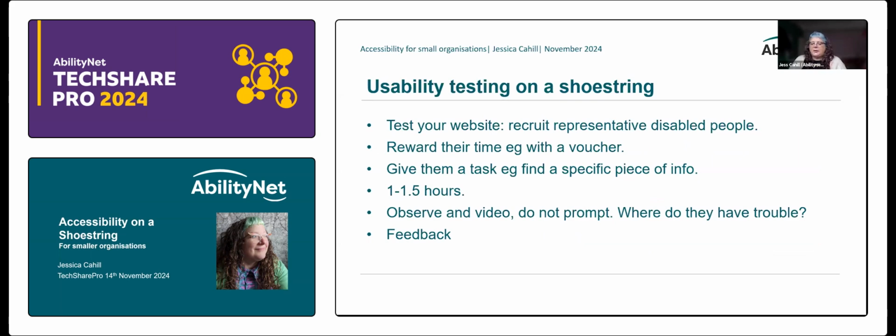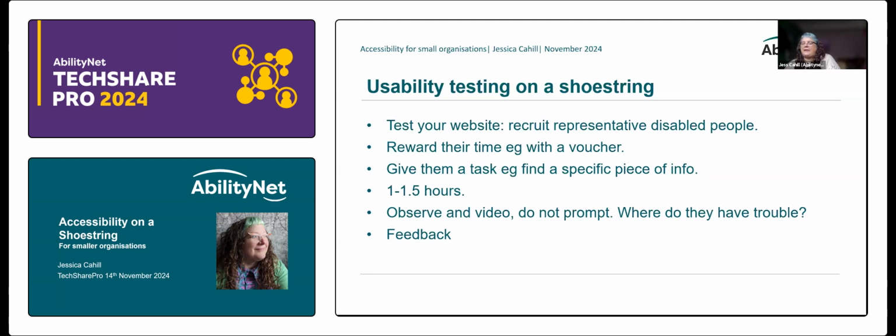Usability testing. It is super useful to get insight from real people on how well they get on trying to use your website. It is possible to do it on a shoestring. Try to recruit as representative a body of testers as possible, just the sort of people that you think might be using your website, with a cross section of disabilities across vision, hearing, cognitive impairment, mobility issues. You do need to reward their time, either pay them, or give them a voucher, free access to your services, something like that. Give them a task, such as finding a specific piece of information or completing some kind of transaction on your website, and observe them.